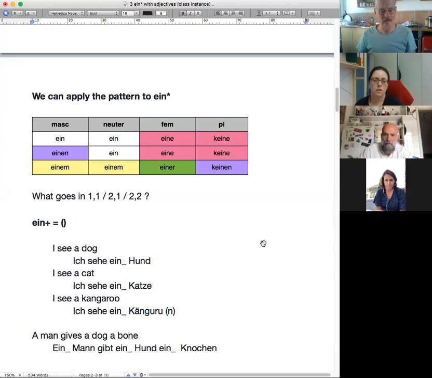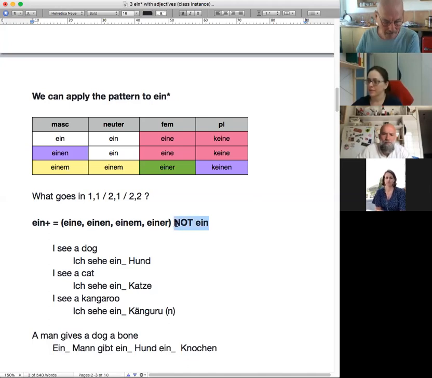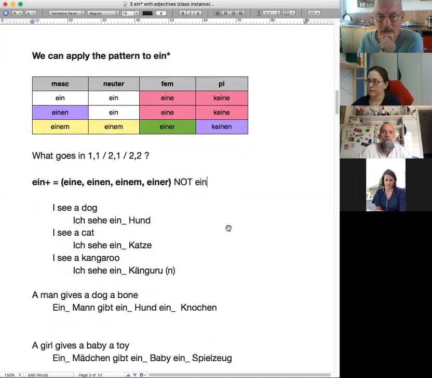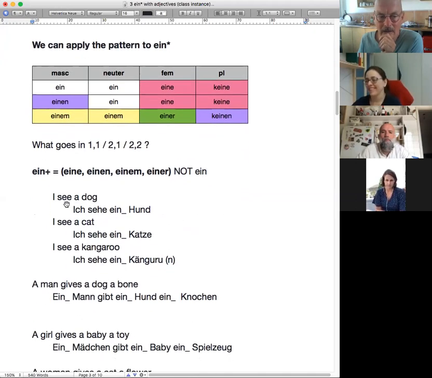How many decorated ones are there? Four. And what are they then? Eine, einen, einem, eine. But not ein. If we didn't have this, German would be a lot easier, but we do, so we're going to deal with it.